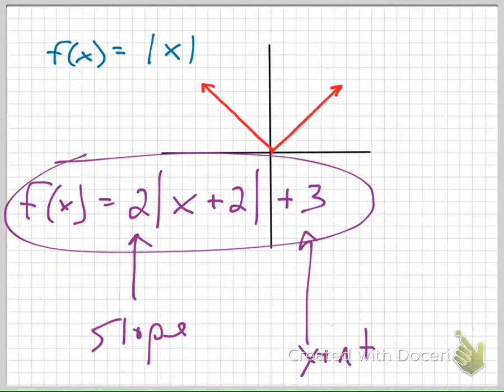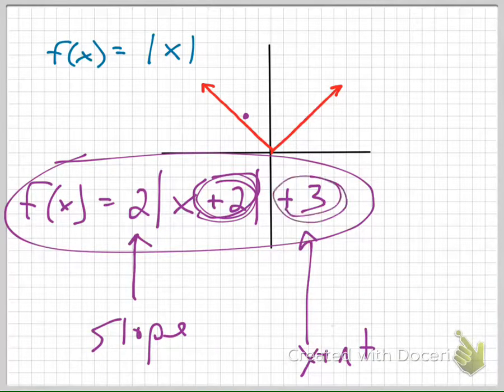It's an x plus 2 in there. What does that mean I'm going to do? Go to the left 2. That's this way. So we're right here along here. Does that make sense? We're here. But what does this plus 3 mean? We're up 3. So it actually means we're right here. Does that make sense? Left 2, up 3, and then this 2 here means it's a 2 slope.